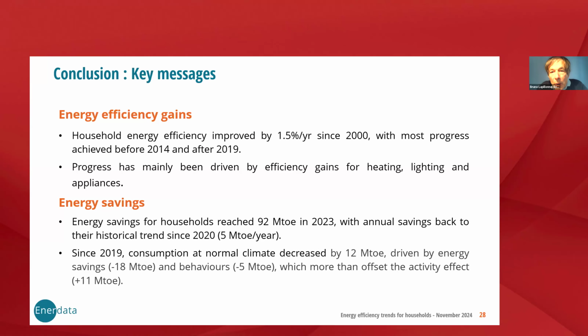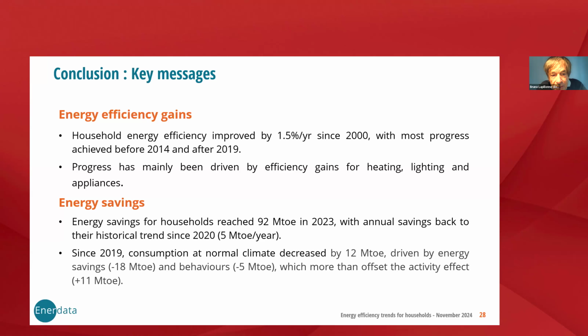Energy efficiency improved by 1.5% per year since 2000, with most progress achieved before 2014 and after 2019. Progress has been mainly driven by energy efficiency gains for heating, lighting, and appliances. Energy saving for households reached almost 100 million ton oil equivalent in 2023, with a rate of additional annual savings since 2020 back to their historical trend after a period from 2014 to 2019, where they had significantly reduced.